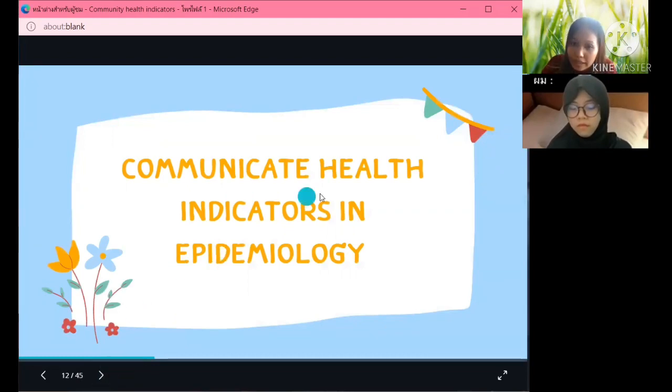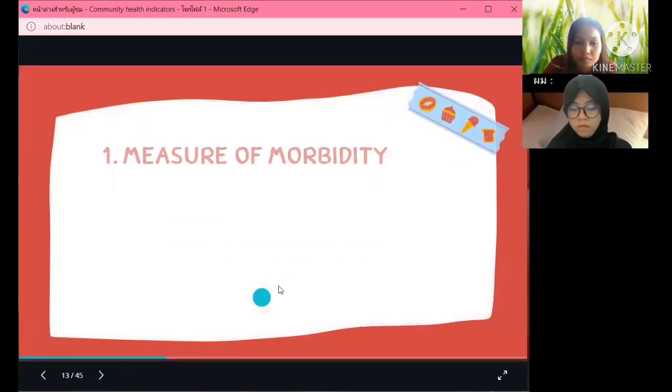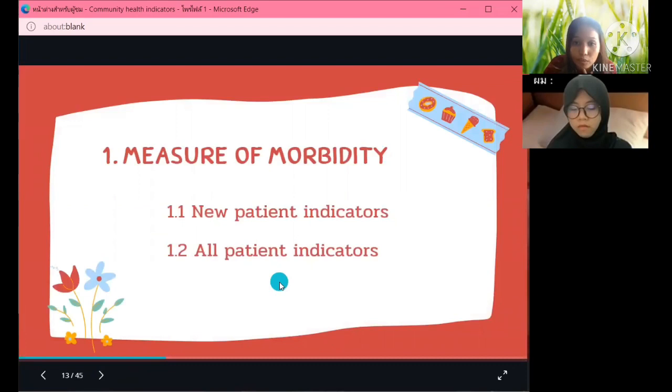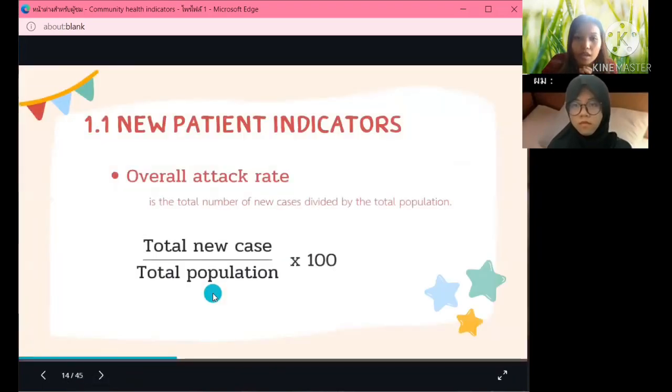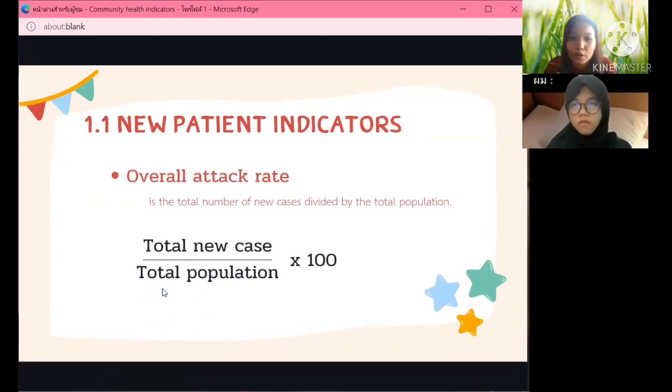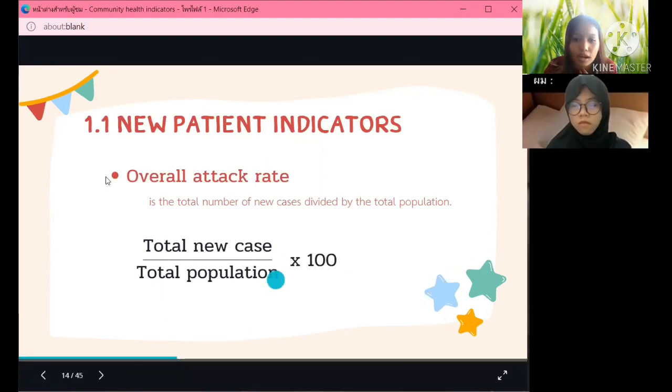We move to community health indicators in epidemiology. The first one, measure of morbidity: new patient indicator and old patient indicator. New patient indicator, overall attack rate. It is the total number of new cases divided by the total population, following this formula.